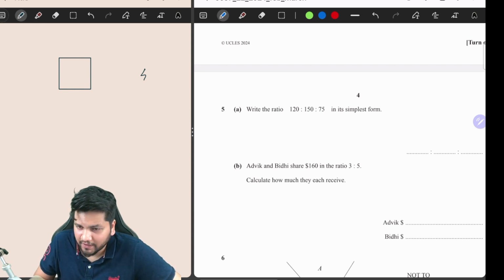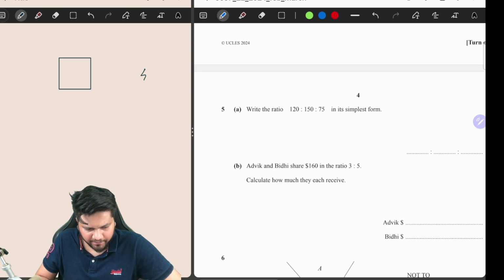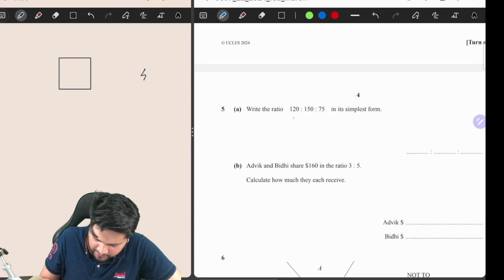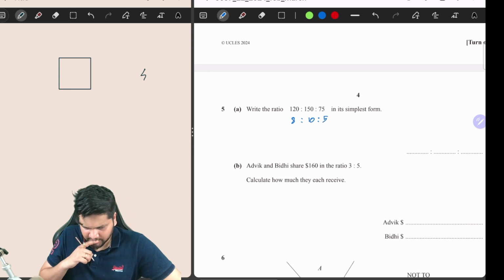All you have to do is divide by the common factor of these three numbers. 5 is a common factor for all three. In fact, 15 is also there, I guess. 5 and 3, yeah. So I'll divide by 15. Yeah, so if I divide by 15, this is going to be 8, this is going to be 10, and this is going to be 5. Does that make sense?